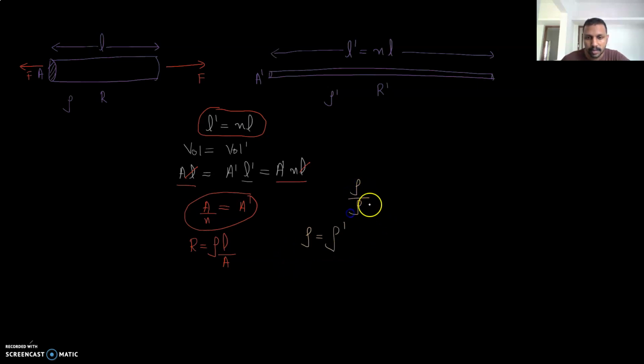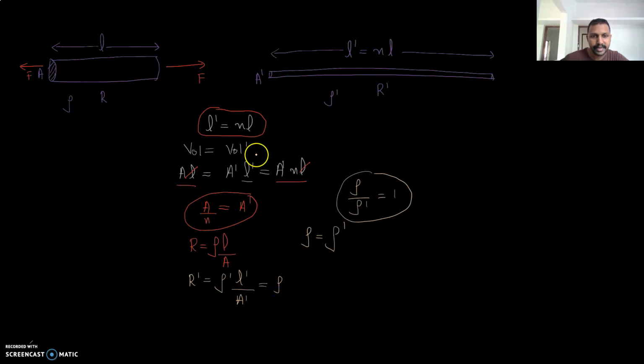Rho by rho dash is equal to 1. This is one answer. That is, we were asked to find out the ratio of resistivity and ratio of resistance. The ratio of resistivity is 1. Then let's continue over here. If R is equal to rho L by A means we could write R dash is equal to rho dash L dash by A dash, where we know rho dash is rho itself.